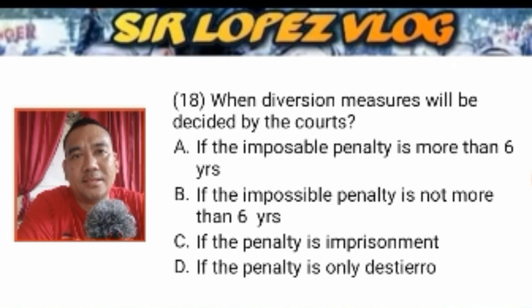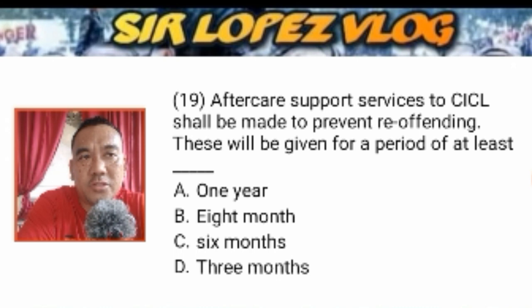Next, number 19. Aftercare support services to CICL shall be made to prevent reoffending. This will be given for a period of at least blank. A. 1 year. B. 8 months. C. 6 months. Or letter D. 3 months.